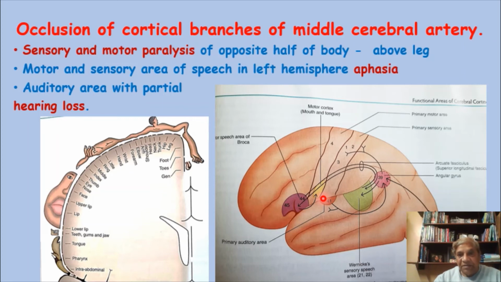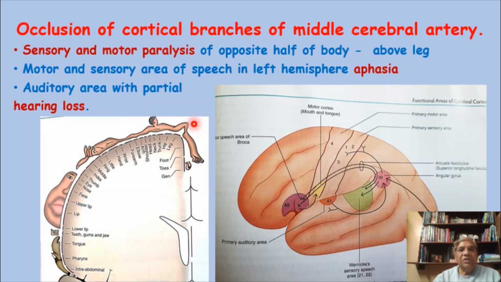In the opposite half of the body, as we have seen on the medial surface of the cerebral hemisphere, similarly on the superolateral surface it is the opposite. As I said, the motor fibers cross at the pyramidal decussation, and the sensory fibers cross to the opposite side at the level of the spinal cord itself. Now this motor and sensory loss will be above the leg, as I have explained in this diagram. Above the knee joint, the whole of the body is represented here on the superolateral surface, in the postcentral gyrus and the primary motor area, the precentral gyrus.